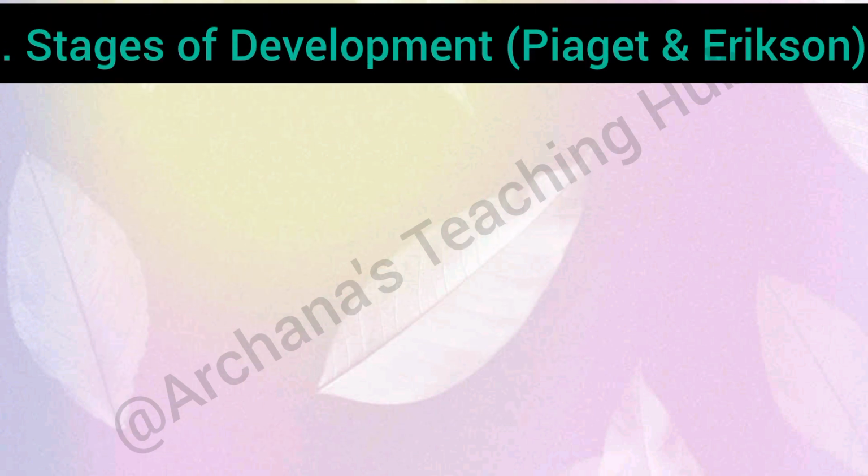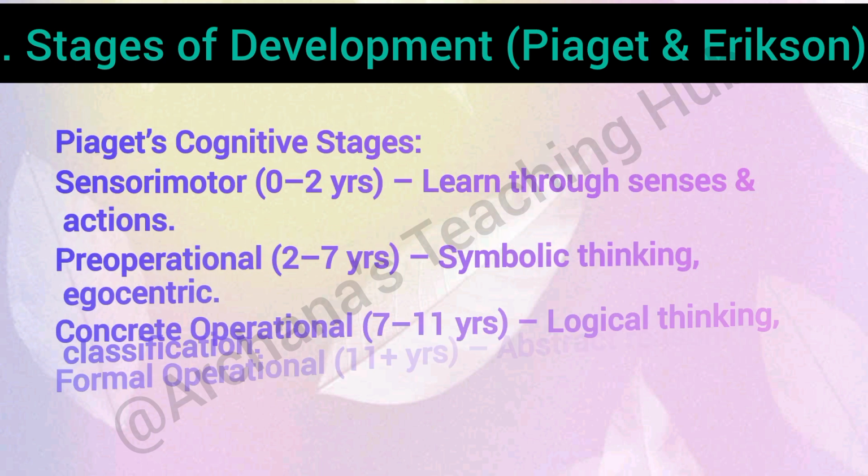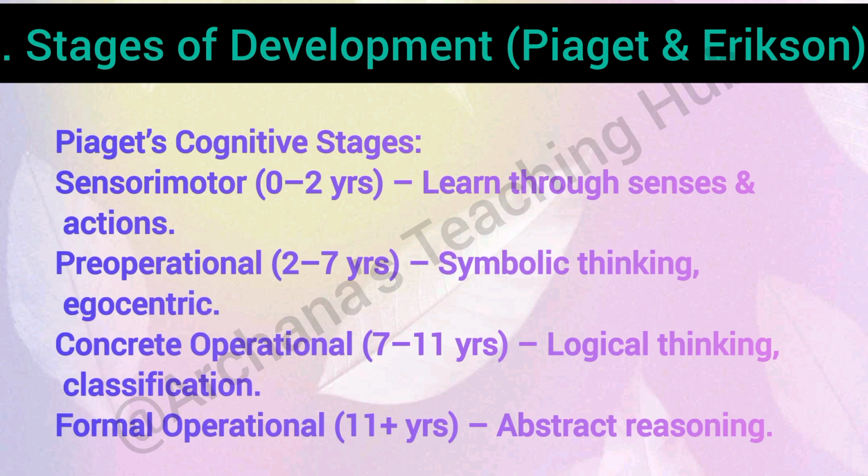2. Stages of development: Piaget and Erikson. Piaget's cognitive stages: Stage 1 sensory motor, 0 to 2 years, learn through senses and actions. 2. Pre-operational, 2 to 7 years, symbolic thinking and egocentric. 3. Concrete operational stage, 7 to 11 years, logical thinking and classification. 4. Formal operational stage, 11 plus years, abstract reasoning.